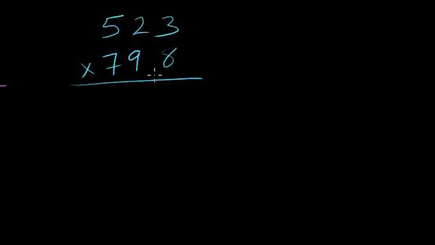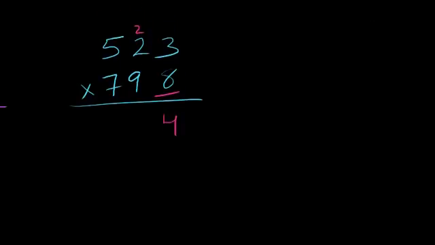So we start with 8 times 523. 8 times 3 is 24. Stick the 2 up there. Now 8 times 2 is 16. 16 plus 2 is 18. Put the 1 up there. 8 times 5 is 40, plus 1 is 41. So 8 times 523 is 4,184.